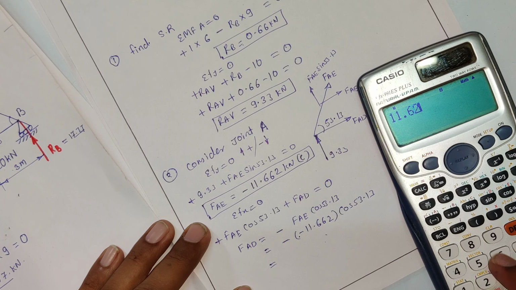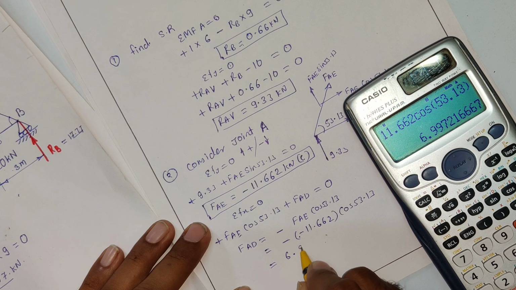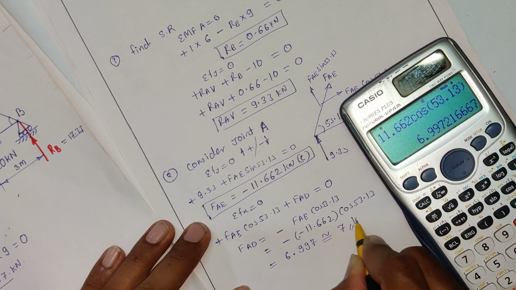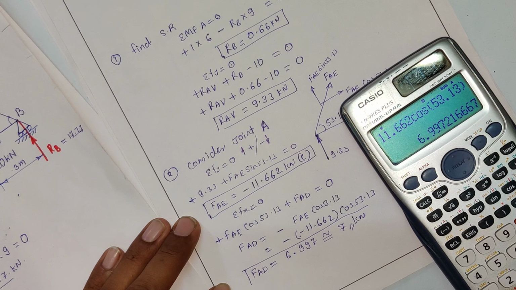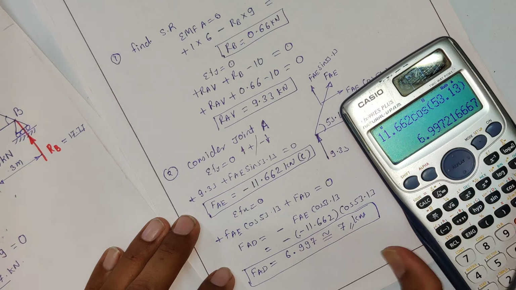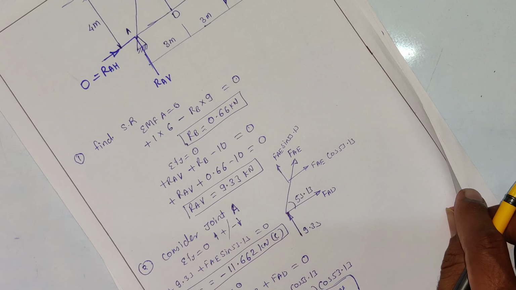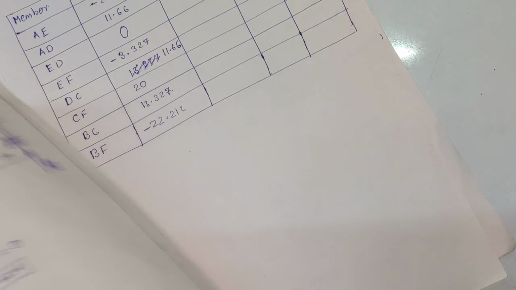So 11.662 cos 53.13, that is 6.99, almost 7, right? 6.997. I'll write this as a 7 kilonewton. This is FAD. FAD is 6.997 kilonewton. So like that you consider the next joint and find out forces in all members.